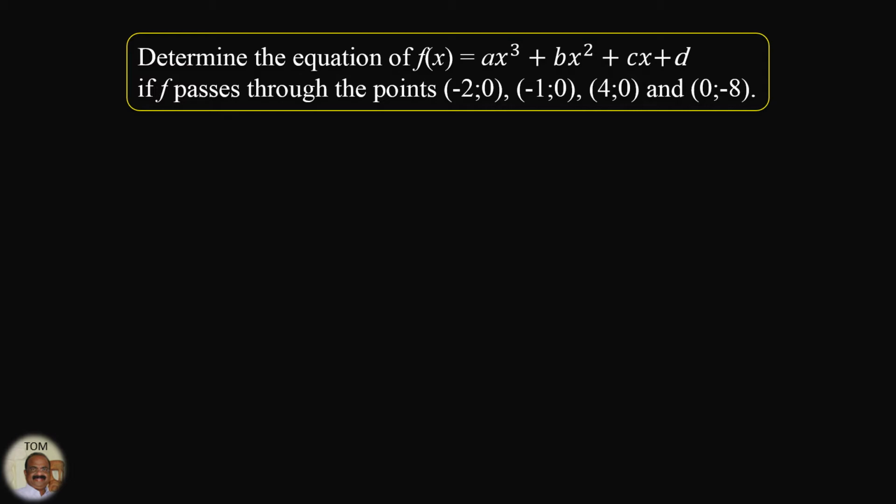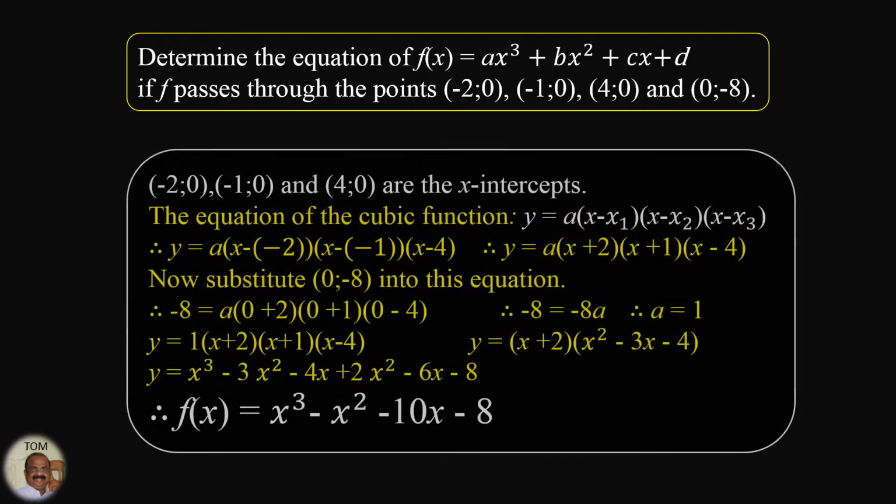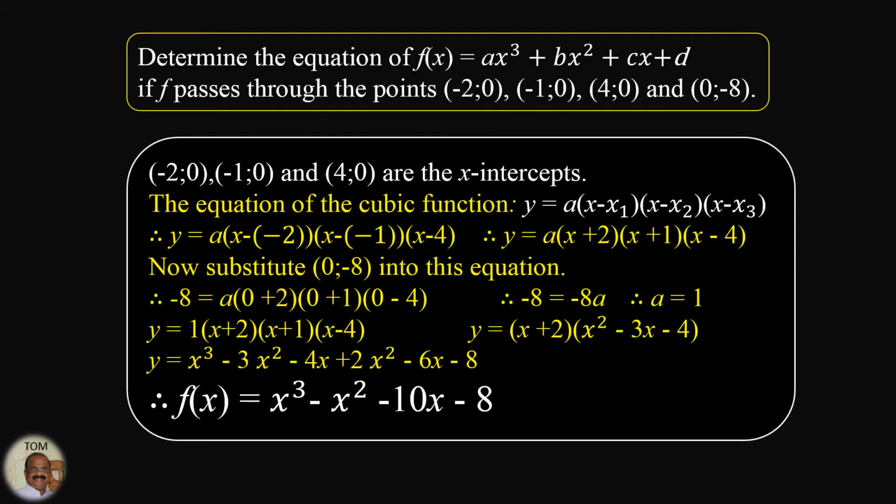Now, when we look at the first 3 points, look at the y coordinates, 0, 0, 0. So they are the x-intercepts of the cubic graph. And we write the equation of the cubic function, y = a(x - x1)(x - x2)(x - x3). We have 3 x-intercepts. Memorize this formula. Learn the method very, very carefully.